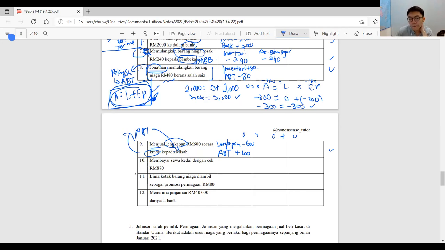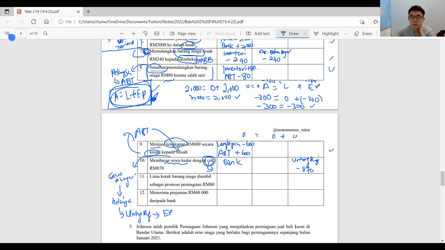Number 10. Membayar sewa kedai. So when you see a membayar sewa kedai, this is actually account sewa dibayar. And if you still remember, I told you that sewa dibayar is actually a belanja. And in belanja here, we record under the untung rugi. And untung rugi is under your equity pemilik. Therefore, in your equity pemilik, untung rugi. And because you bayar, therefore, this is a belanja. Belanja must minus RM870. And bayar dengan apa? Dengan cek. And cek is always referring to bank. And bank is under asset. Therefore, I put it in that column.